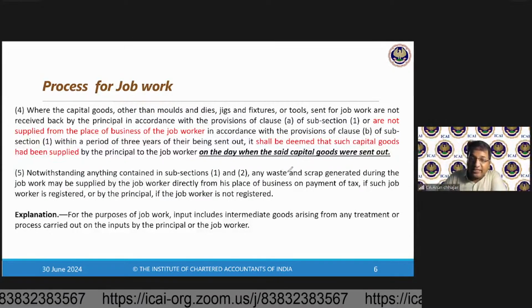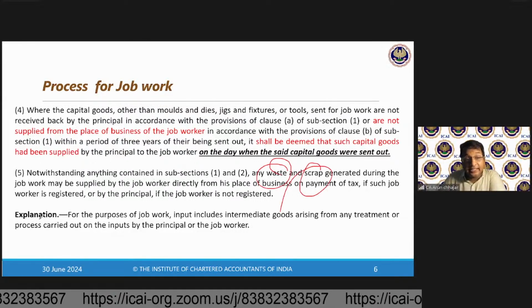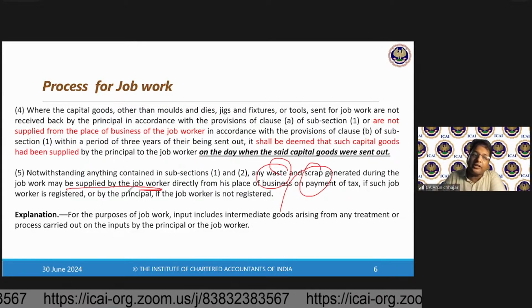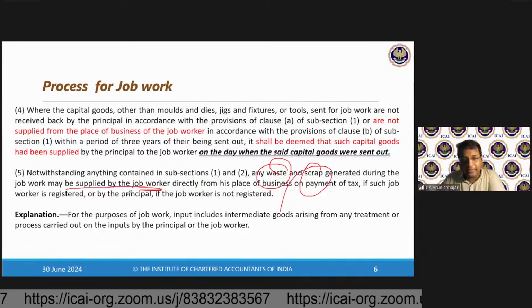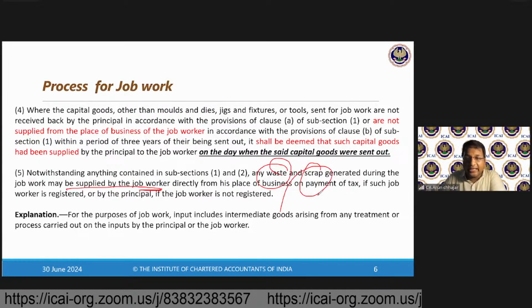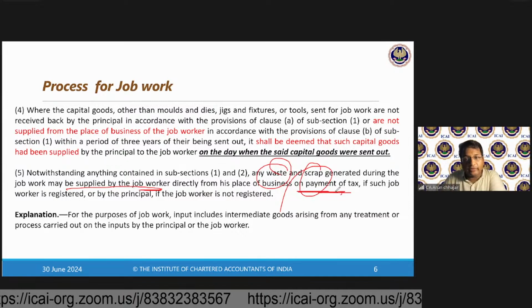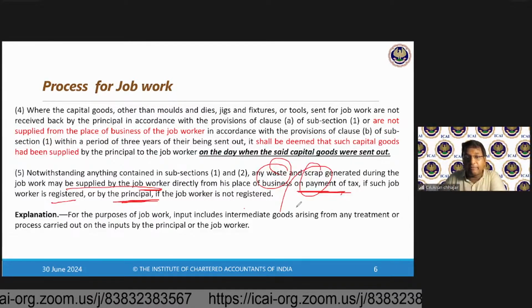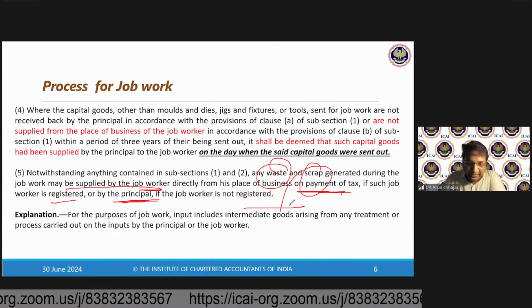If there is any waste or scrap generated during the process, then it can be supplied by the job worker on the payment of the taxes. Whatever taxes are applicable, it can be supplied directly from the place of business of the job worker. And if he is registered, then he will pay, or if not registered, then the principal will pay the applicable taxes.